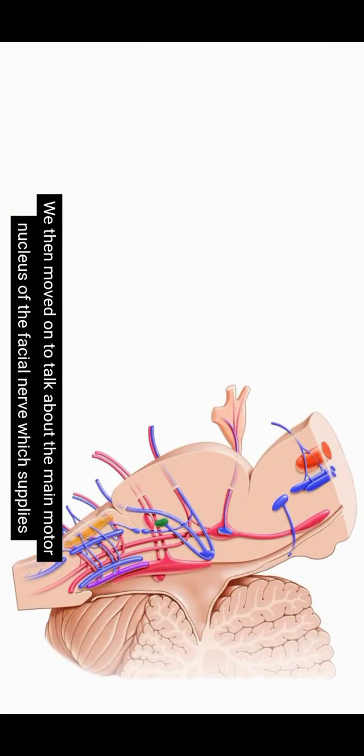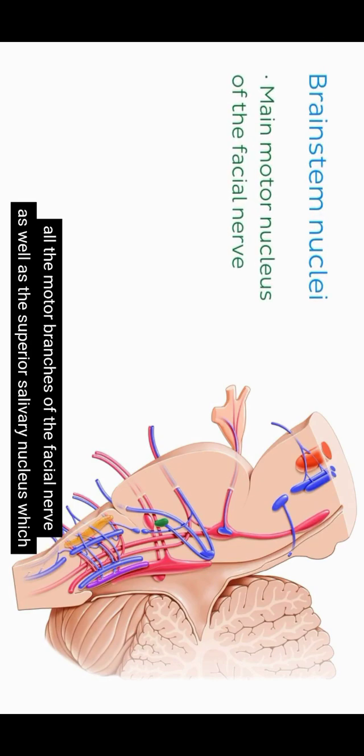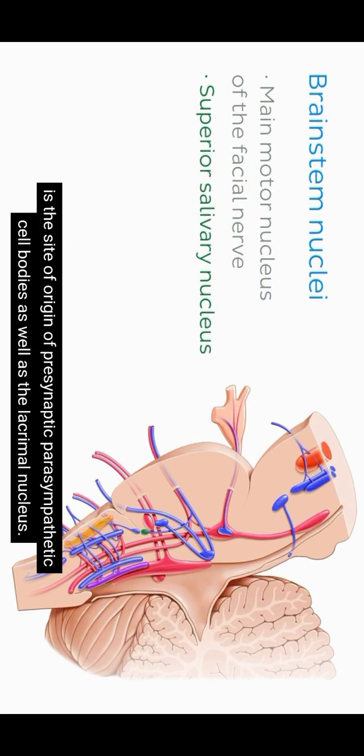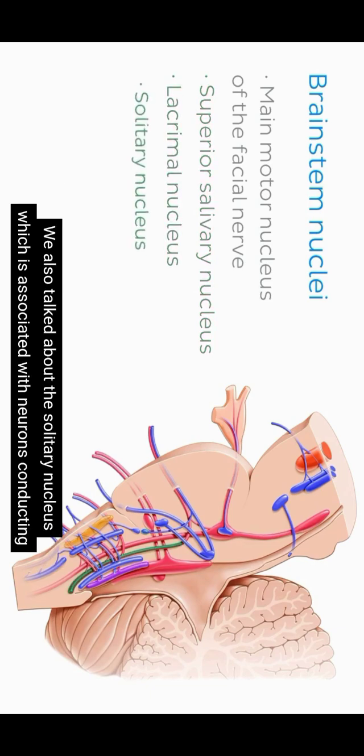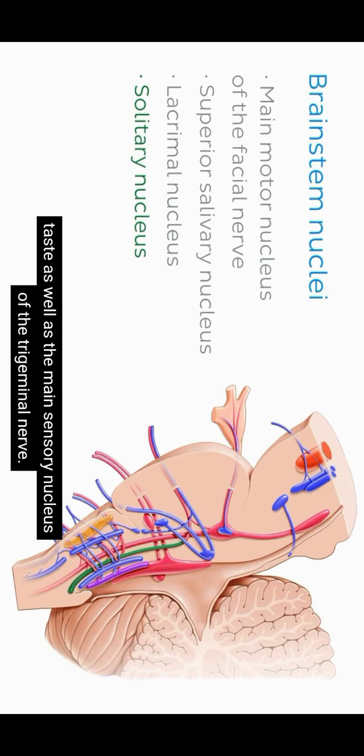We then moved on to talk about the main motor nucleus of the facial nerve, which supplies all the motor branches of the facial nerve, as well as the superior salivary nucleus, which is the site of origin of presynaptic parasympathetic cell bodies, as well as the lacrimal nucleus. We also talked about the solitary nucleus, which is associated with neurons conducting taste, as well as the main sensory nucleus of the trigeminal nerve.